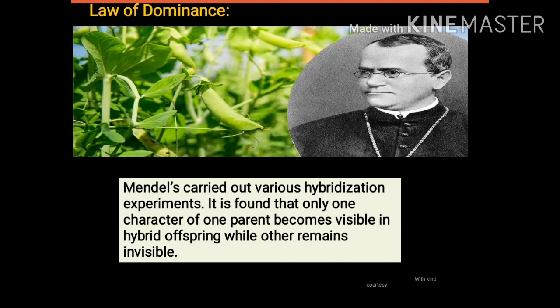Today we will see the law of dominance. That law of dominance was given by a great scientist, Mendel, and for satisfying that law, he carried out various hybridization experiments. It is found that only one character of one parent becomes visible in a hybrid offspring while the other remains invisible.